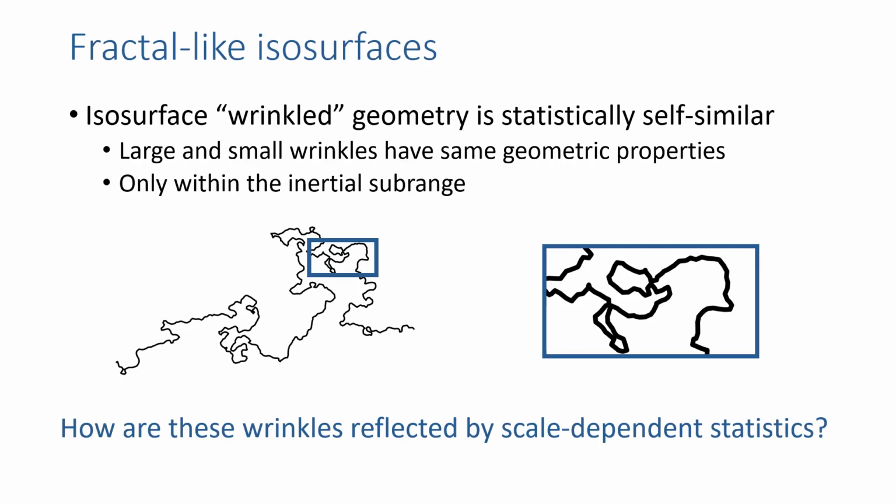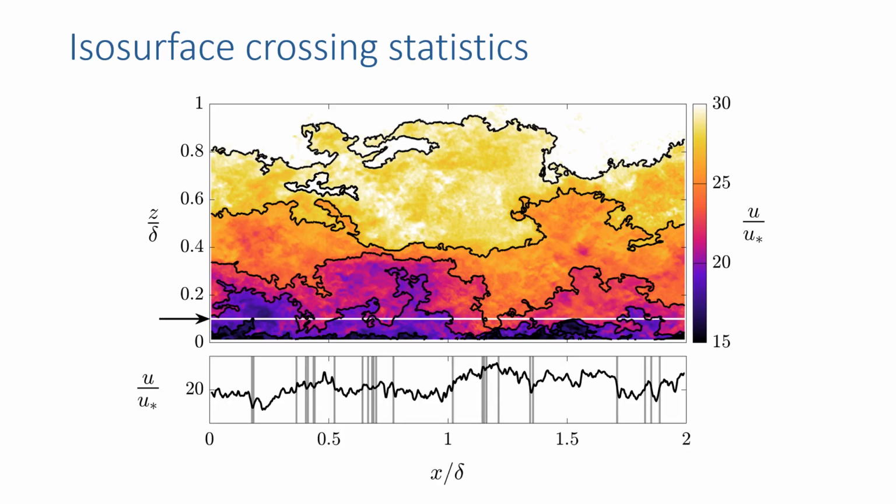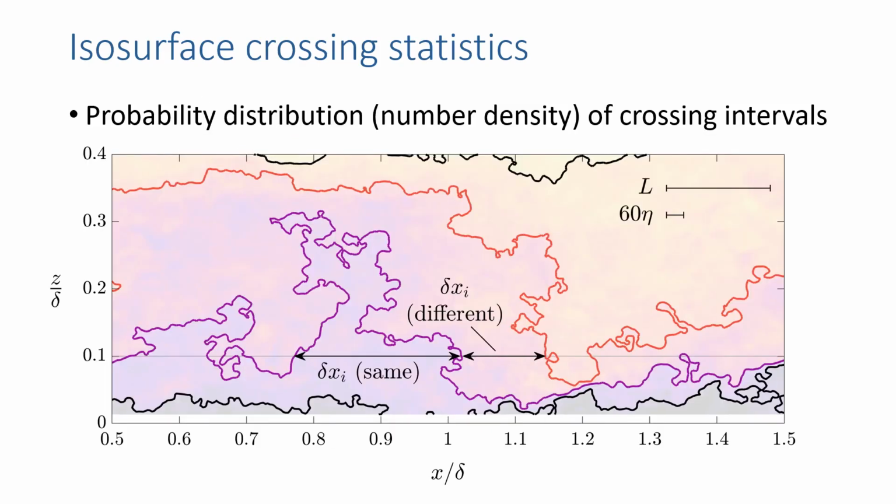With that in mind, for the rest of the talk, we'll be looking at how these wrinkles are actually reflected in the scale-dependent statistics. To do this, we'll be moving from the two-dimensional measurements to a one-dimensional representation using transects of the flow, where the vertical lines here are the positions where the one-dimensional signal crosses the convoluted isosurfaces. In the next slide, we'll be looking at probability distributions of the crossing intervals, or the distances between crossings of isosurfaces.